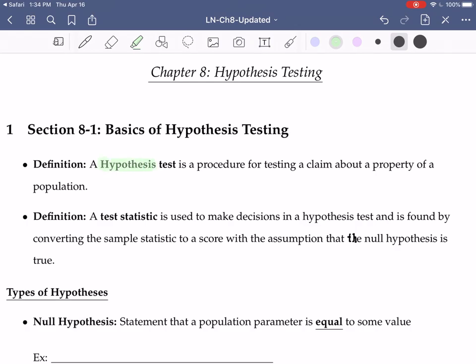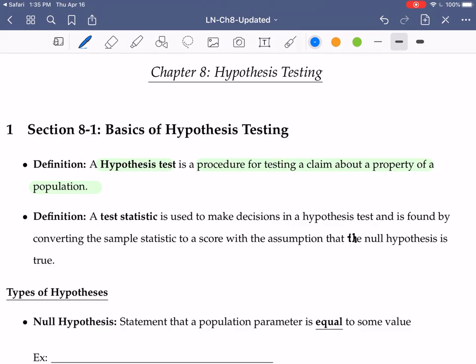Well, a hypothesis test is really simply a procedure for testing a claim about a property of a population, right? So that claim could look something like, we think that the proportion of the population that believes something is more than 50%. Or we think that the mean is equal to 7. Or we think the standard deviation is equal to 8. And so it might look something like that. Later on, we might even be testing claims about properties of multiple different populations. But for now, let's think about a single population.